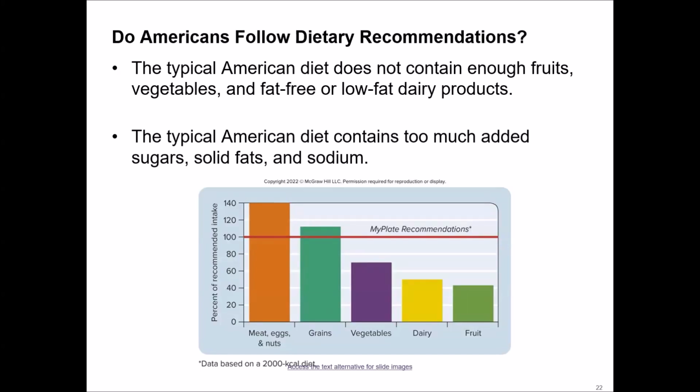One of the questions that was in the chapter, and I think it's worth our time kind of looking at, and one of the figures there was, do Americans follow dietary recommendations? And we all have our different opinions, but probably the consensus is no, not really. And it's based on a lot of different things. It's based on lifestyle. It's based on our current habits.